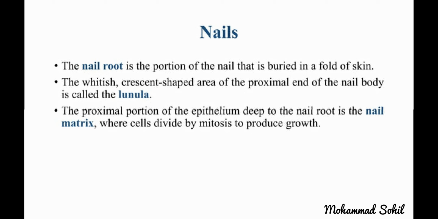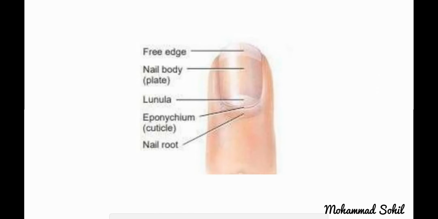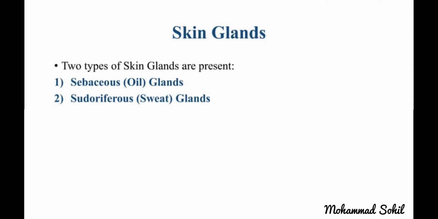The proximal portion of the epithelium deep to the nail root is the nail matrix, where cells divide by mitosis to produce growth. You can see the structure of nails in this slide. Now coming to the skin glands. There are two types of skin glands, that is sebaceous, the oil glands, and sudoriferous, the sweat glands. Let's discuss them one by one.